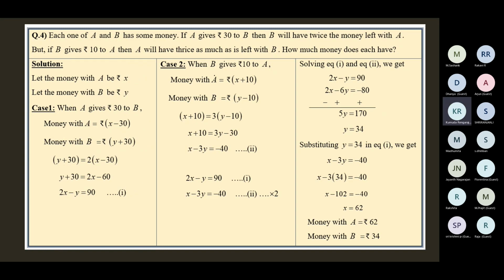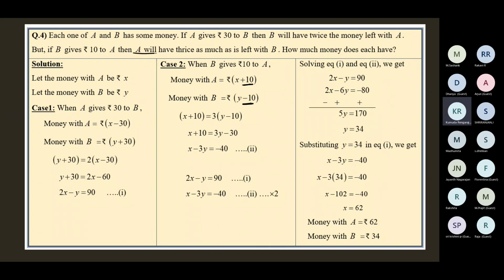Next one is when B gives 10 to A. So B is giving, so Y minus 10. So come back from the original. Don't continue from here. From X and Y again. Okay. So when B gives 10, Y minus 10. So he is receiving. So X plus 10.